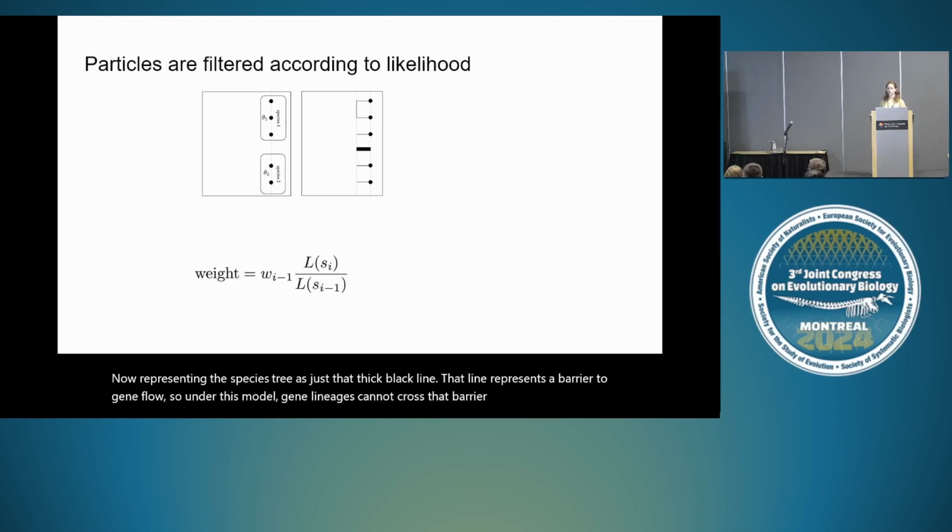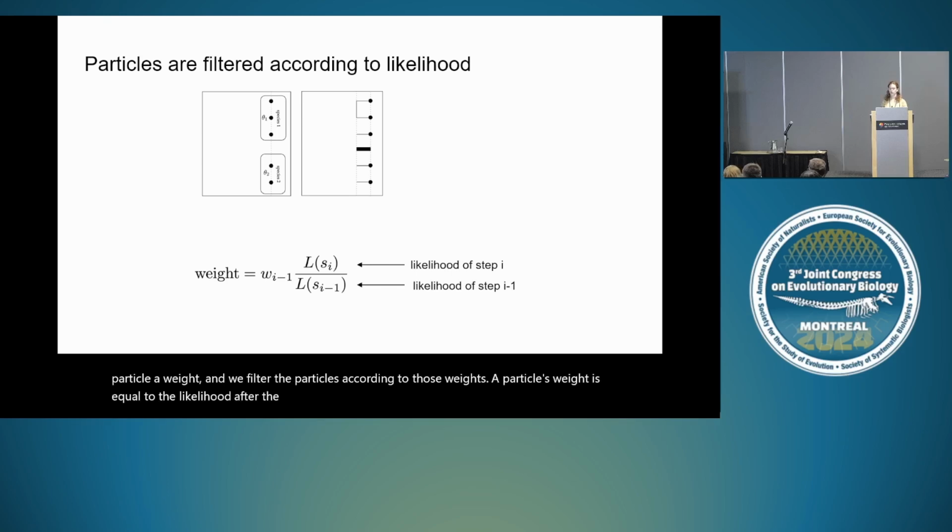Next, we give each particle a weight, and we filter the particles according to those weights. A particle's weight is equal to the likelihood after the join divided by the likelihood before the join. Particles with heavier weights get resampled and copied to the next generation, while particles with lighter weights get filtered out and we don't see them again. This is just like natural selection, where particles with lighter weights essentially have lower fitness and can't compete with the other particles.